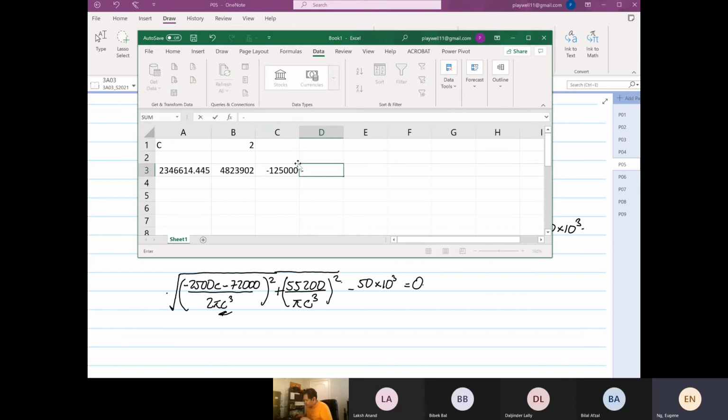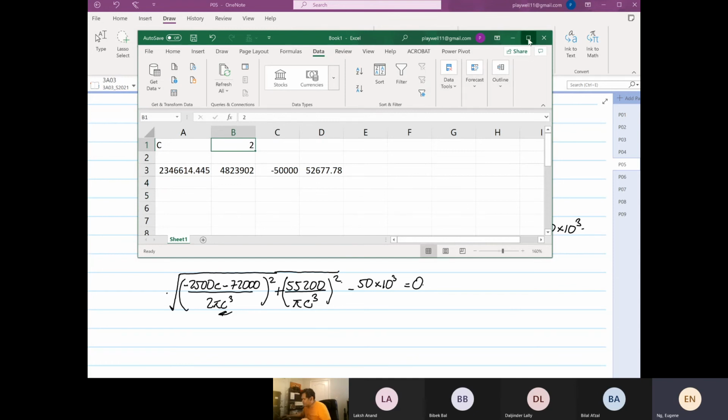Okay, so the final answer over here is equal to the square root of this term plus this term. They've been squared already, right? And then minus 50 power 3. Oh, okay, my bad. So minus 50 E3. There you go. Okay, so once you have done that, you just go to forecast.